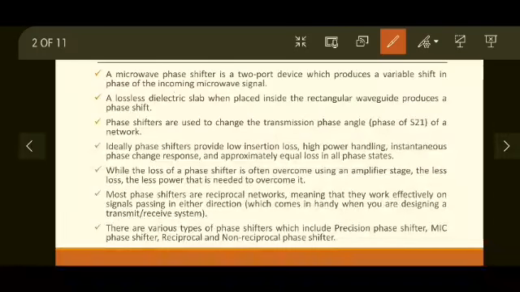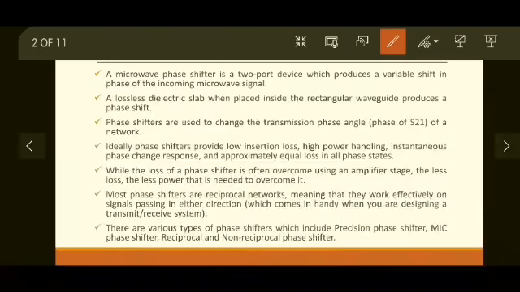If you are changing a phase by 45 degrees, whatever minimum loss we encounter will be the same for 70 degrees also. So irrespective of the change of phase, the loss will remain equal for all phases. As I said, loss in a phase shifter is not desirable, but it is kept to a minimum level, and it can also be overcome using an amplifier stage later in the circuit. The lesser the loss, the less power is needed to overcome it. That's why we provide minimum insertion loss in the phase shifter.